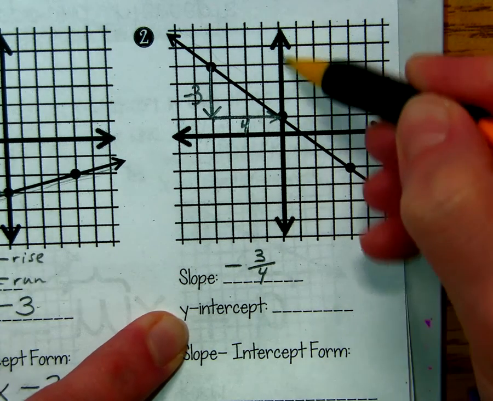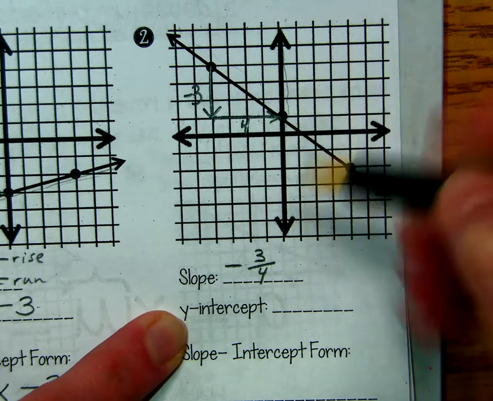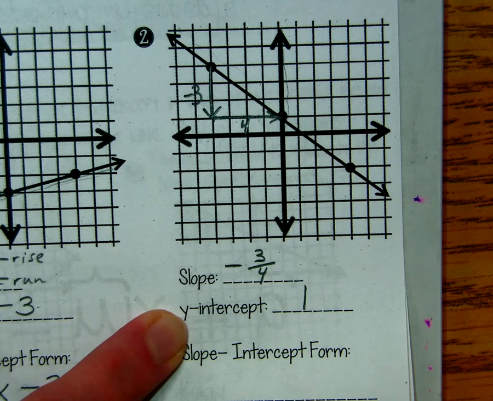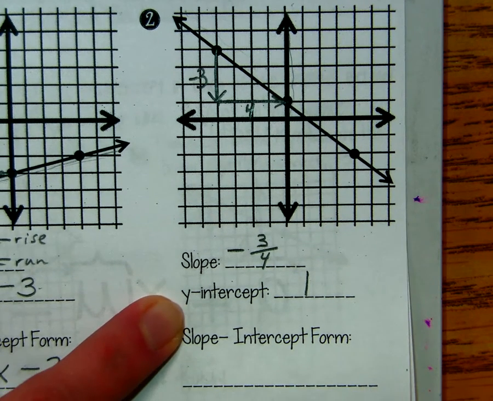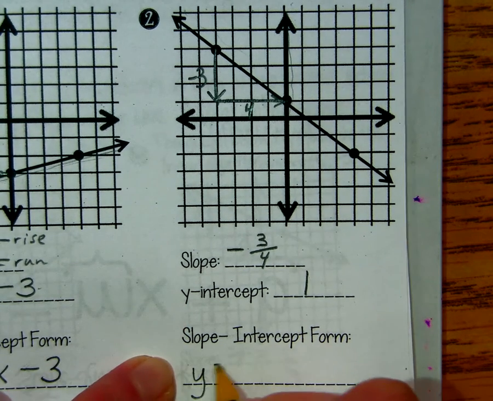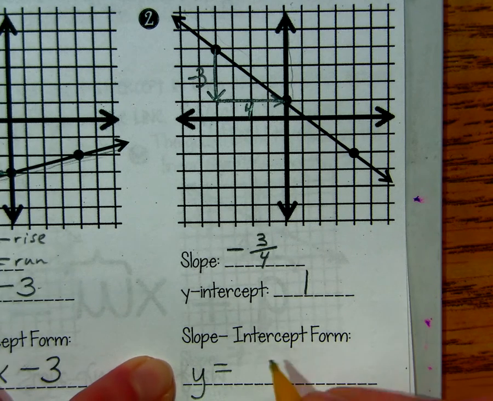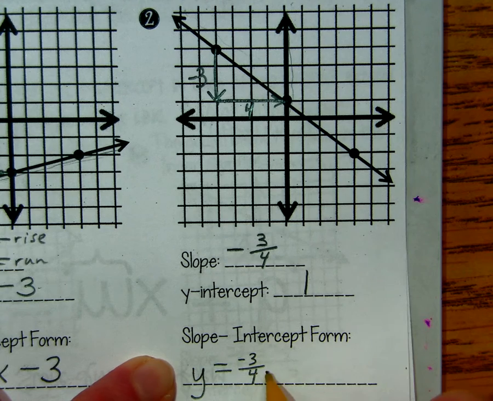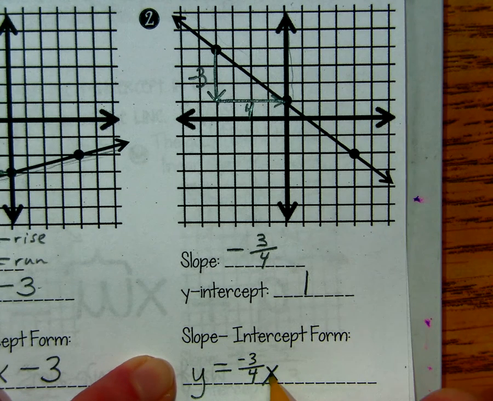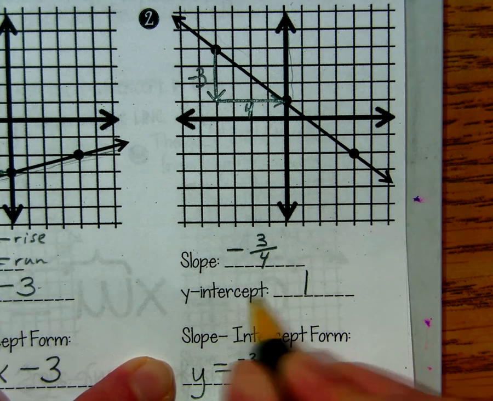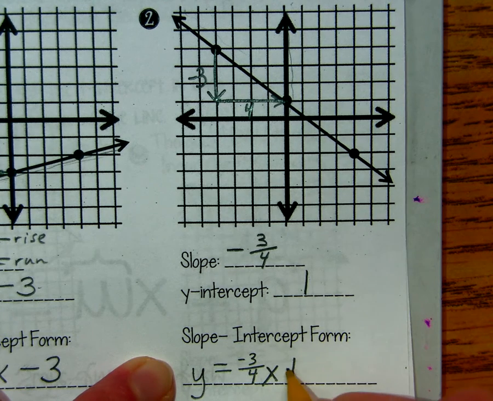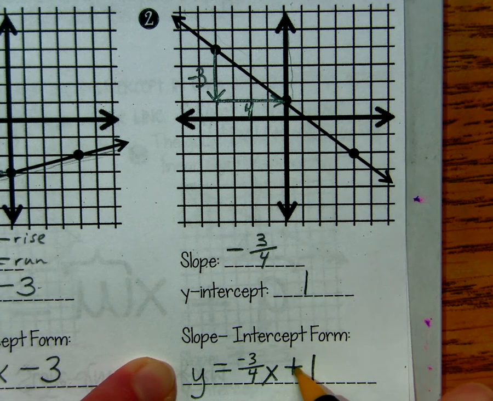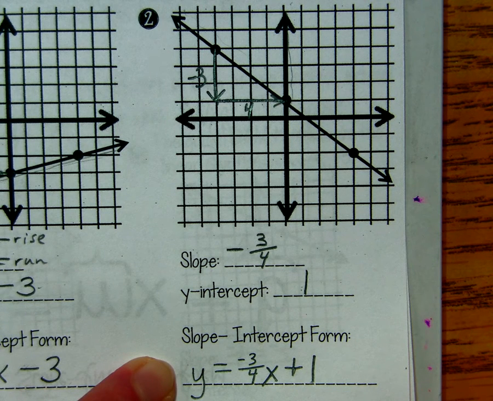Y-intercept is where it crosses the y-axis. So here's my y-axis, and it's crossing at +1. So that would be my y-intercept. So when we go down to do slope-intercept form, we start with y equals. That has to be there, or it will not be correct. And then we do the slope, so -3/4, and that goes with x. There has to be an x with it. And then the y-intercept is +1, so we're going to use a +1 to tack that on the end. If it's positive, you use a plus. If it's negative, you use a minus.